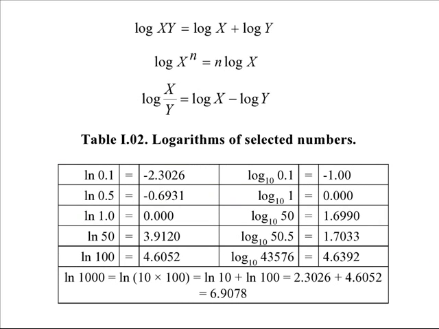Continuing on, these are some of the rules that govern logarithms. You'll want to review them and make sure that you understand how to use them for when you're using them later on in the semester. Also, these are logarithms of selected numbers, and understand that there are two different kinds of logarithms: the base e logarithms, which are also known as natural logarithms, and the base 10. Both of these relate to each other, so you want to be sure that you review the rules for calculating one or the other.